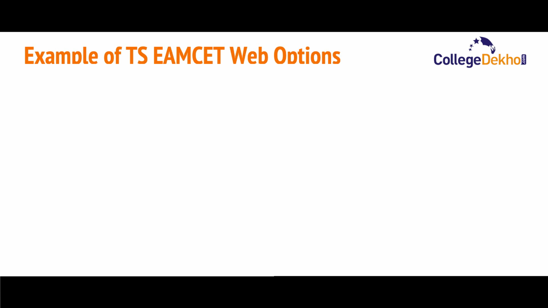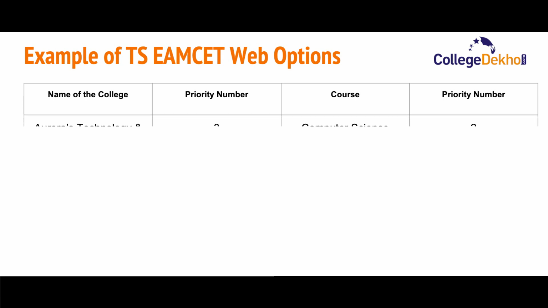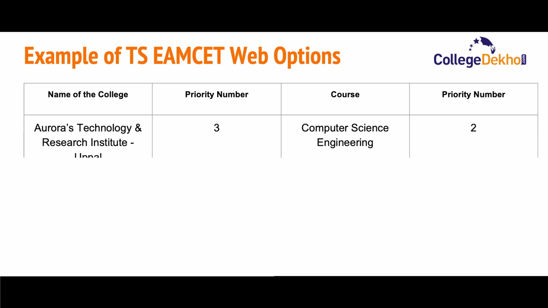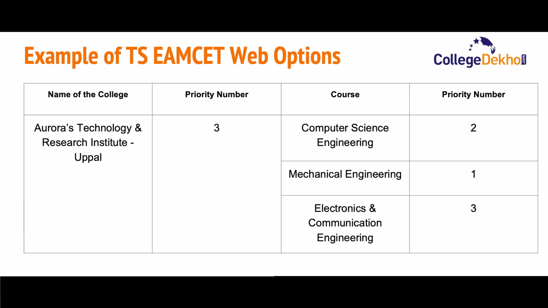Now let us look at some examples of TS EAMCET web options which will help you get an idea how you have to perform your web options online. Also note that this example is just for reference. For example, let's say you have Aurora's Technology and Research Institute UPL, for which you have given priority number 3. In this college you want to apply for 3 courses: computer science engineering, mechanical engineering and electronics and communication engineering.